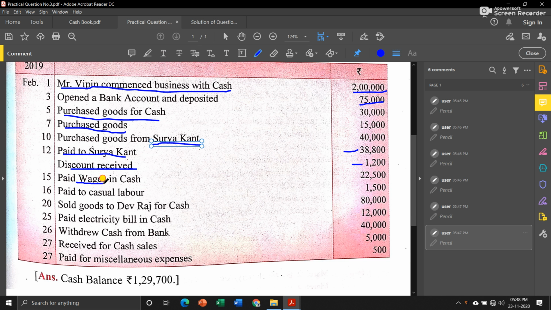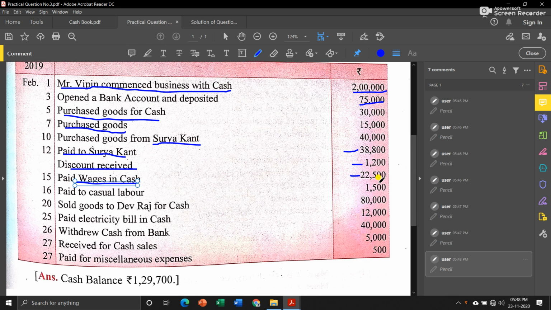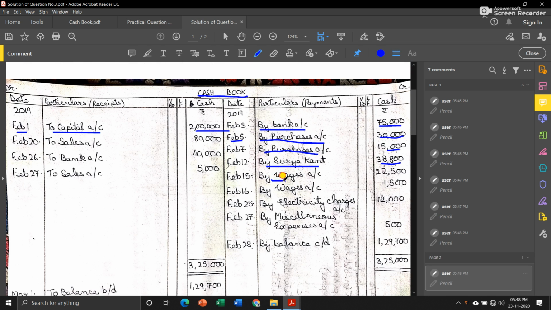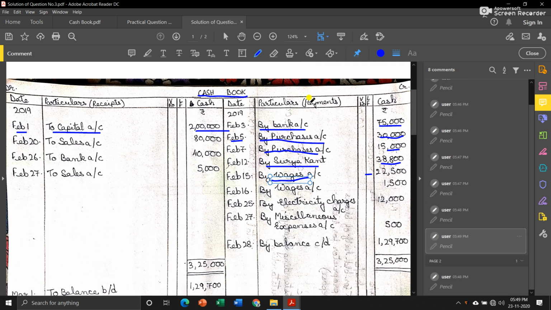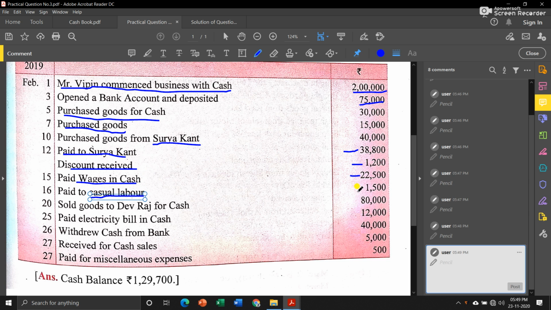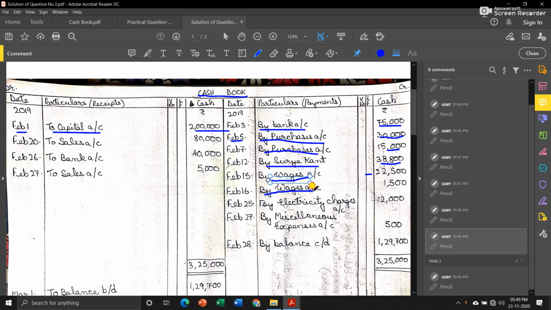The next is paid wages in cash. That means 22,500 of wages were paid in cash. That means we will record it in credit side by wages rupees 22,500. The next is paid to casual labor rupees 1,500. That means we paid in cash, so that also we will write by wages account rupees 1,500.